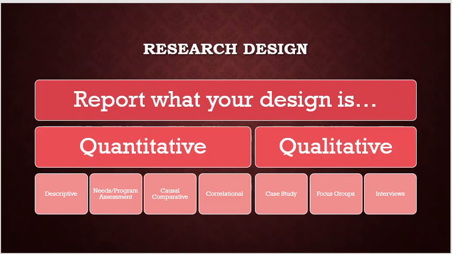The next section of the methodology paper is the research design. Here you'll want to describe whether your research is quantitative or qualitative, and what subsection of that design it is, for example, descriptive, needs assessment, or case study. This should match your purpose statement from your introduction paper. Remember, the purpose of this quantitative study is to examine the relationship between the following variables, etc. This is typically a very short paragraph.